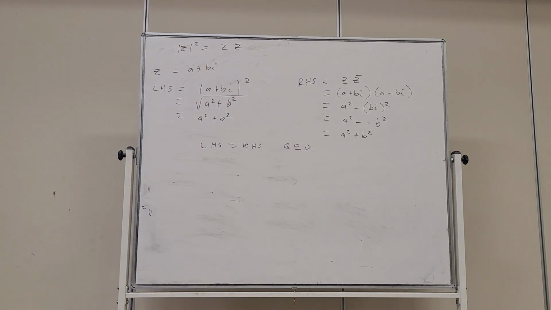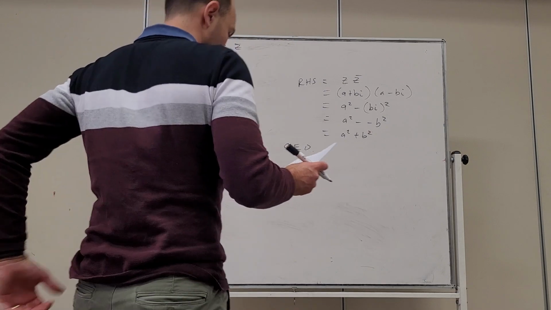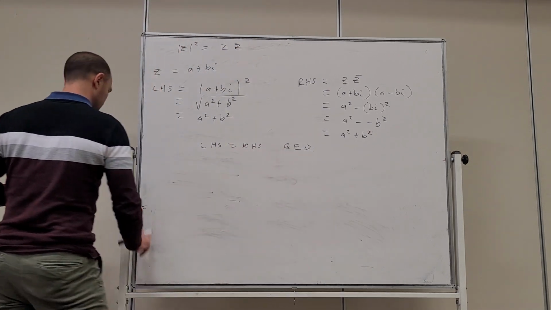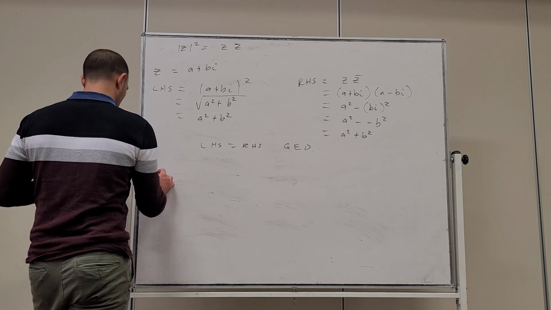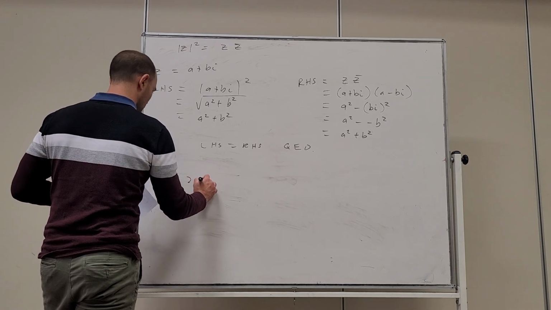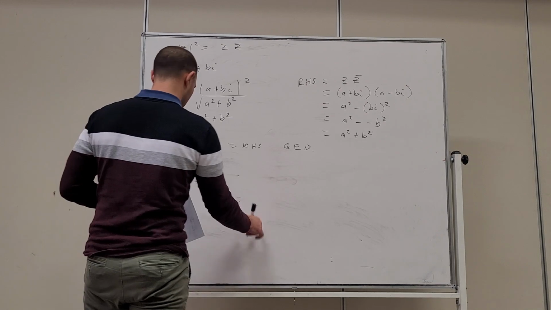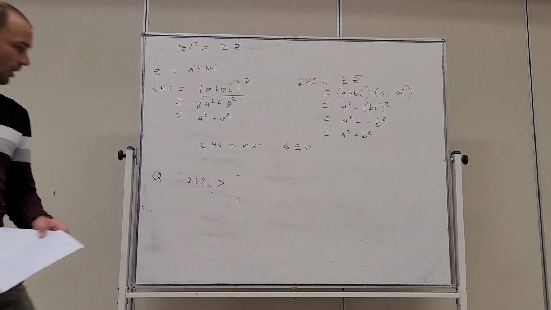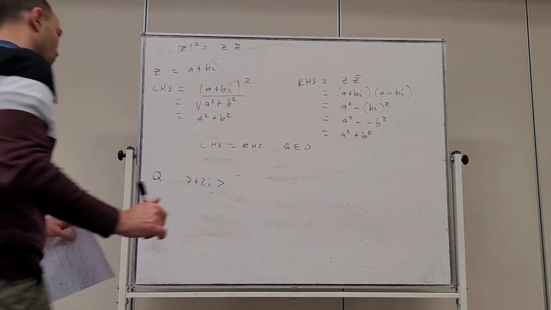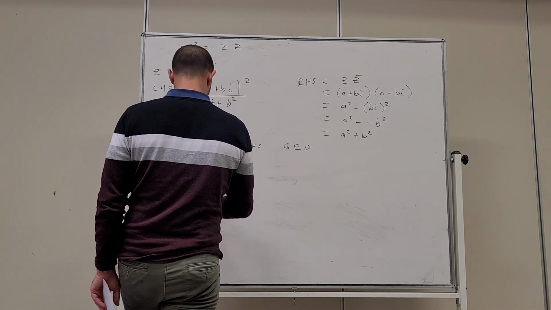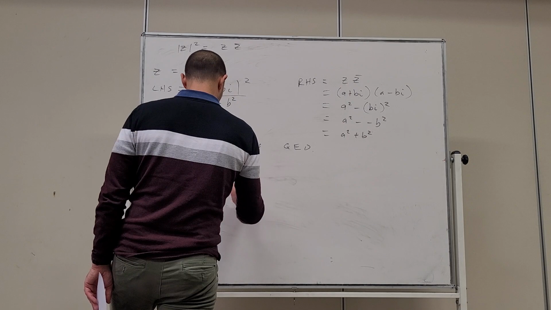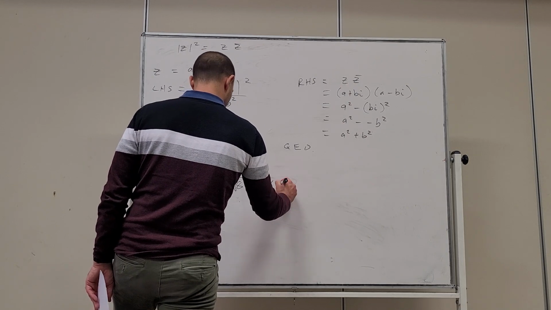So we just need to manipulate both sides or one side until we've demonstrated that the equality is true. Good. On to question 3. Convert 2 plus 2i to polar form. Alright, so I'll just go into my calculator. 2 plus 2i, the modulus is going to be the square root of 4 plus 4, so root 8, cis pi on 4.